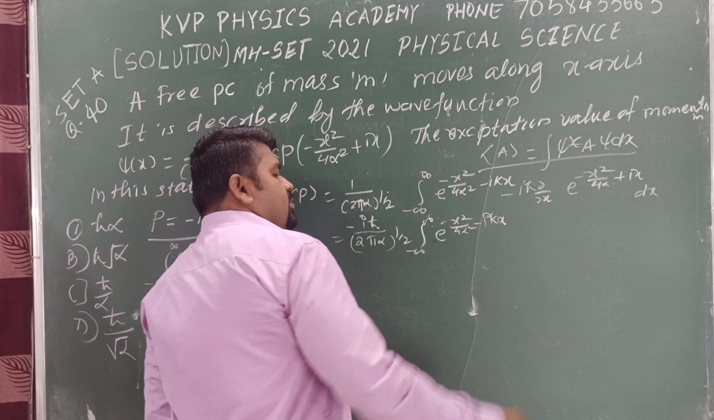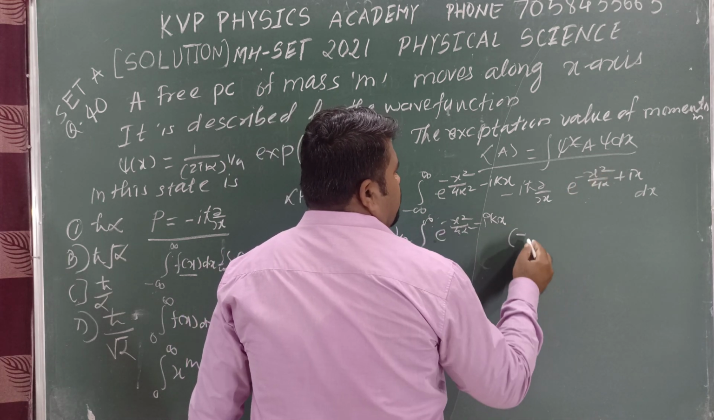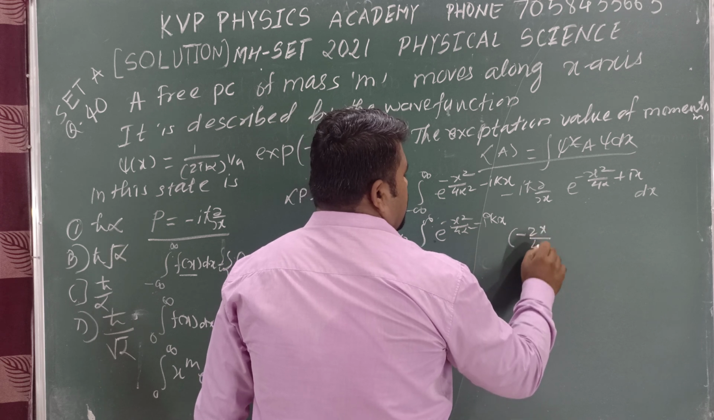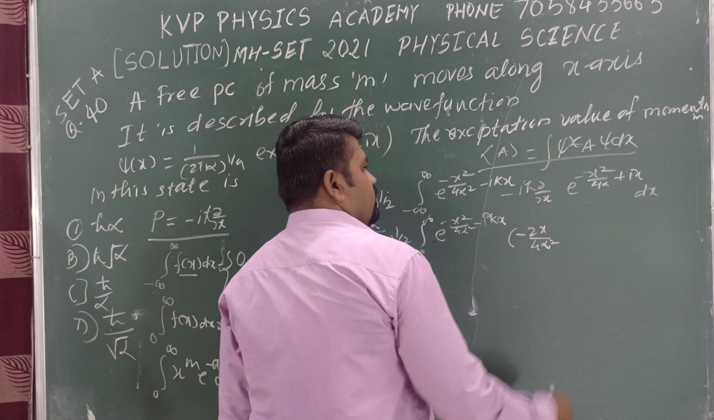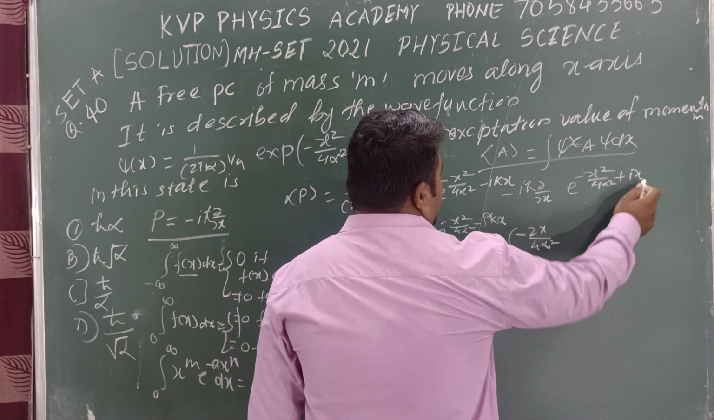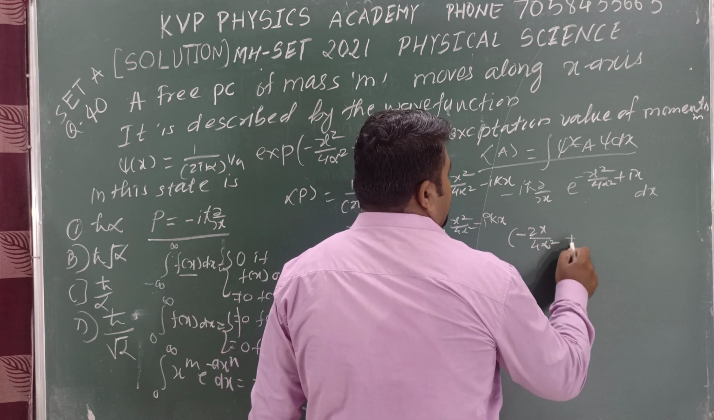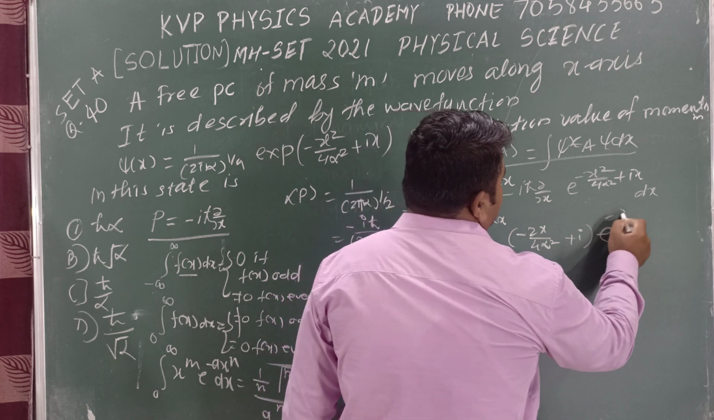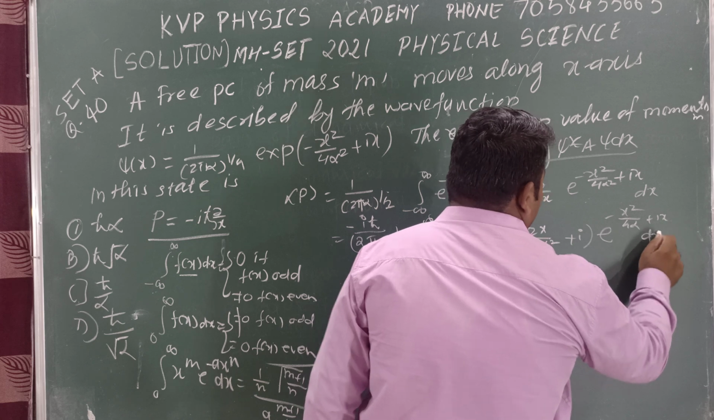Then what is the remaining? Take the derivative of this function. The derivative of minus x square is 2x upon 4 alpha square, plus ix. The derivative of ix is simply i, into e to the power minus x square upon 4 alpha square plus ix, into dx.